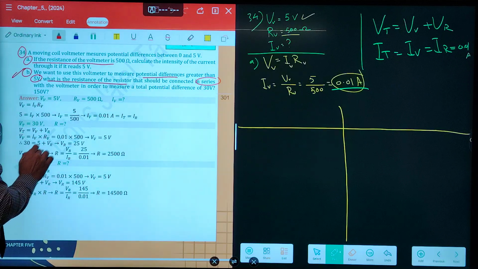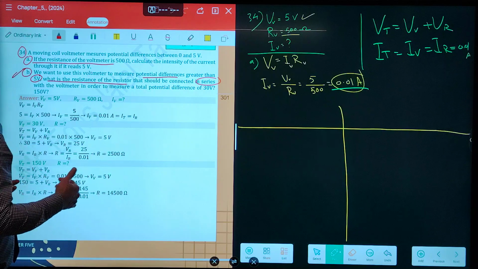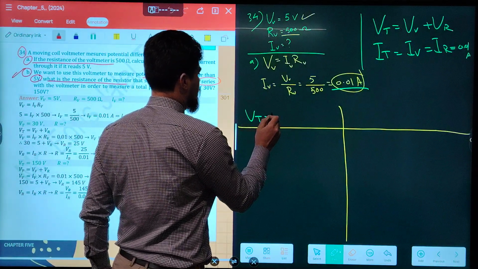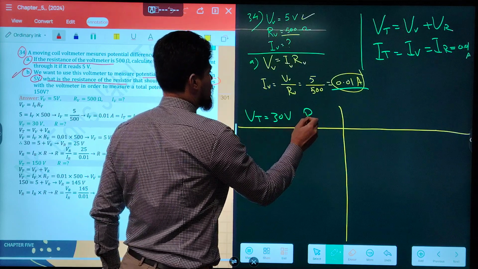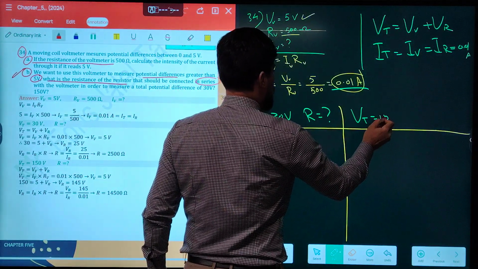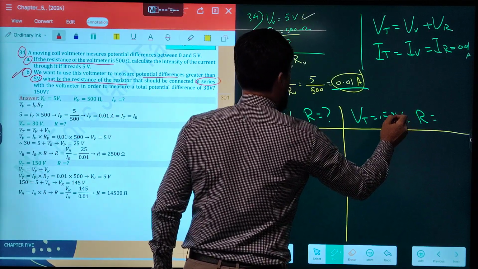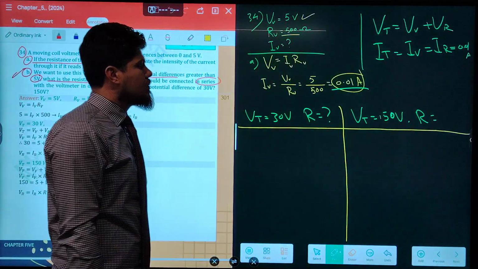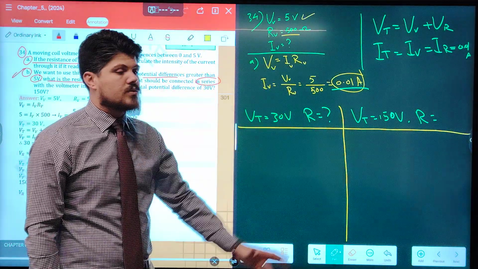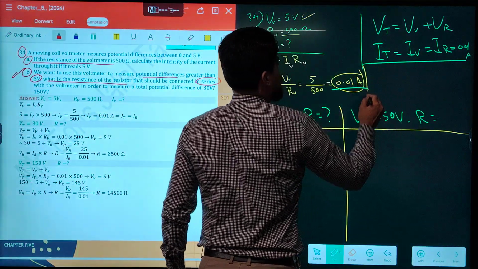Okay. So with the voltmeter, in order to measure a total potential difference, the first time 30 volt and the second time 150 volt. When VT is equal to 30 volt, what is the value of R? And when VT is equal to 150 volt, what is the value of R? Okay, so we have two resistances because we have two total potential differences, 30 volt and 150 volt. Guys, in series connection, which one is constant?